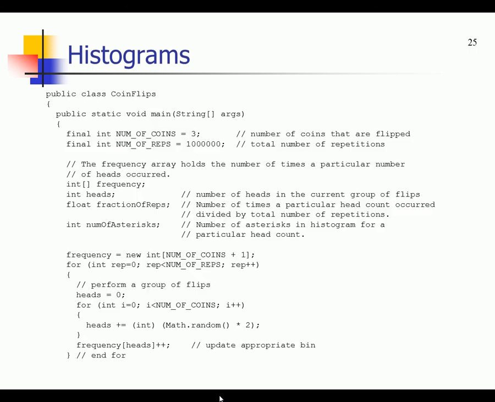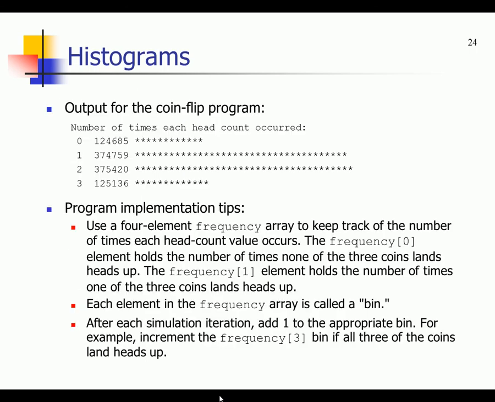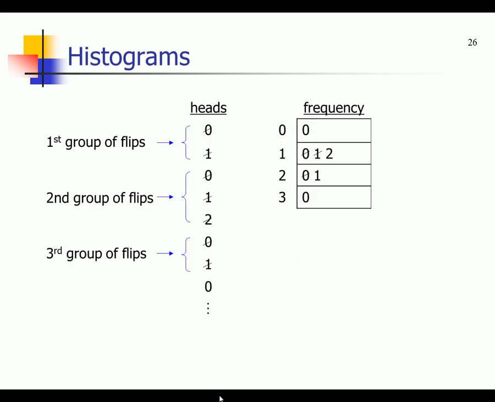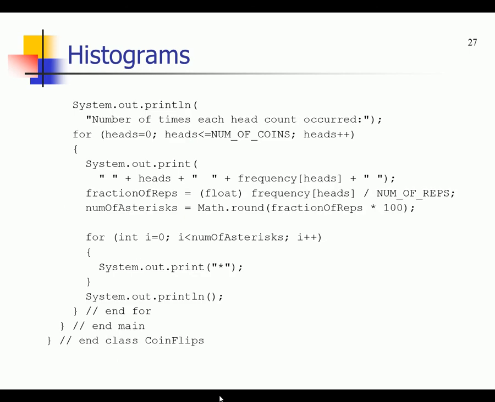So what is he doing on this one? Did I get it all? Okay. After each simulation, I add 1 to the appropriate bin. We talked about that already. Okay. First group of flips, it was 0 and 1. 0, 1, 2. Oh, well, whatever. Okay. Oh, this is the other part of the program. Okay. Yeah, this program we already walked through. Okay. Yeah. All right. Everybody okay on at least one use of an array?